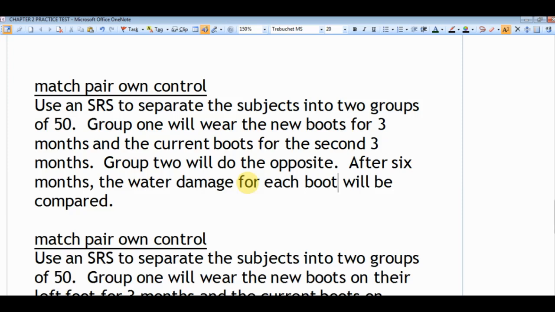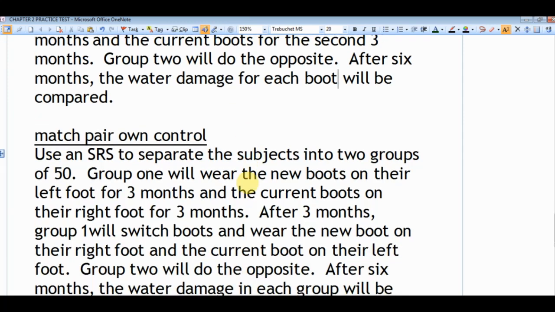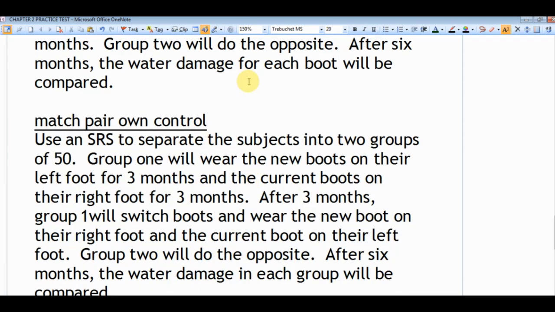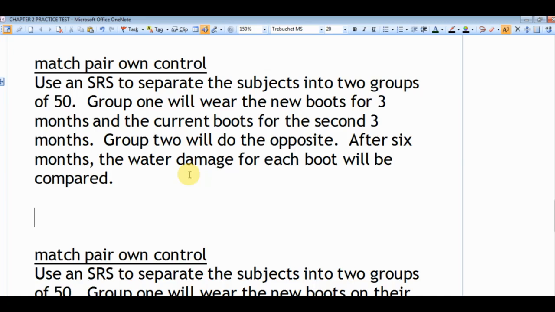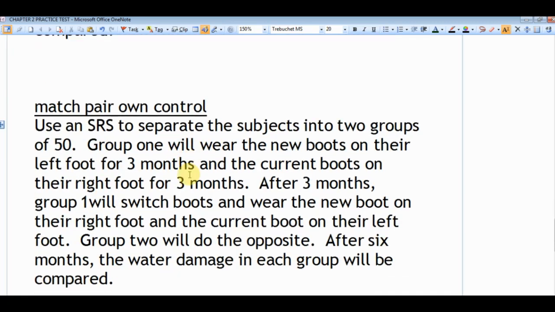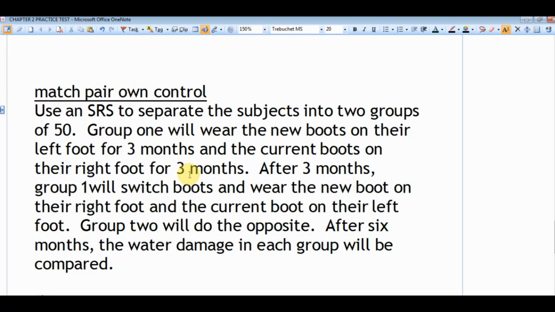So they were looking for match pair. Even though they didn't tell you to use match pair, you're supposed to psychically know match pair was what they were looking for. And that still wasn't the best one. According to the people at AP, this was the best design.